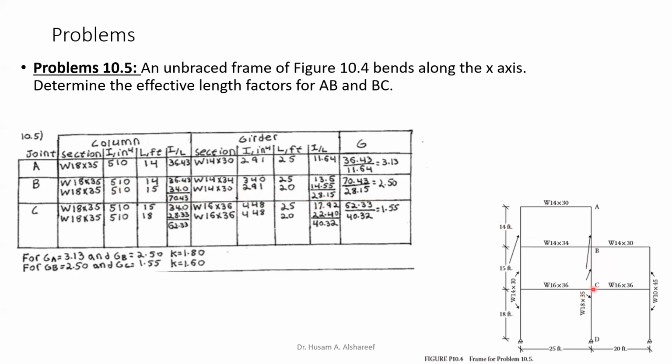For joint C, you have two girders and two columns. The same procedure is done here, and your G is 1.55. Then you go to the alignment chart, and for GA, you consider this as GA and this as GB, cross them, and you find the K value, just like we did in the previous lecture. Your K value for this column is 1.8. Then you take GB and GC, cross them in the alignment chart, and your value is 1.6 for this K here. And that's it. That's what they ask you to find.